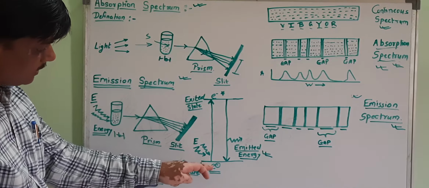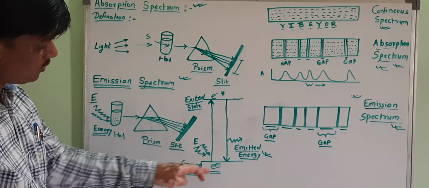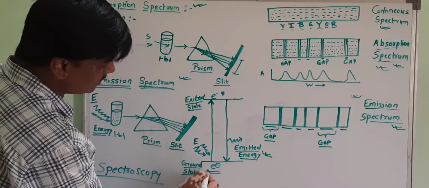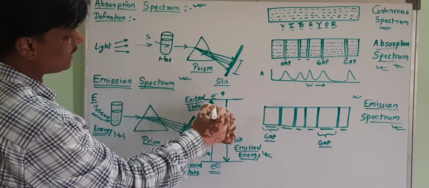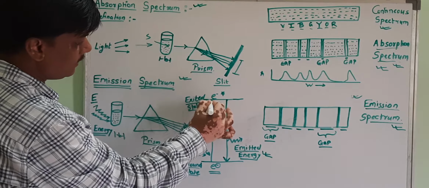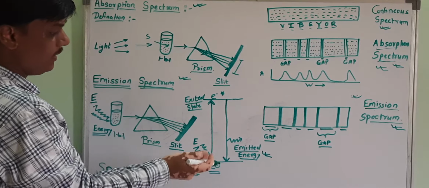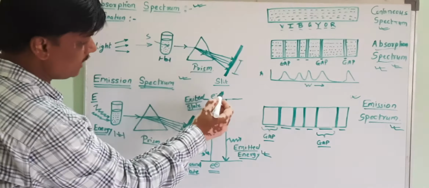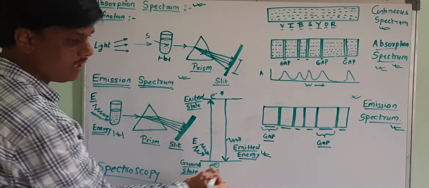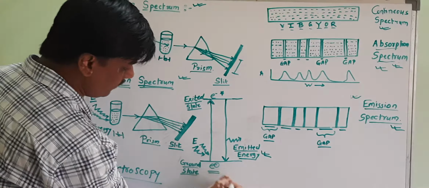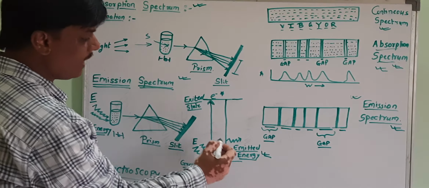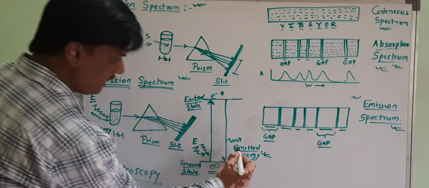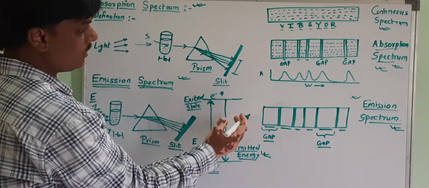Suppose we provide heat or energy to the electron of the substrate. The electron goes from the ground state into the excited state, and then with the excess energy, it releases some energy so that it again reaches the ground state to achieve stability, and during that process it emits some energy, and that emitted energy will give a spectrum.